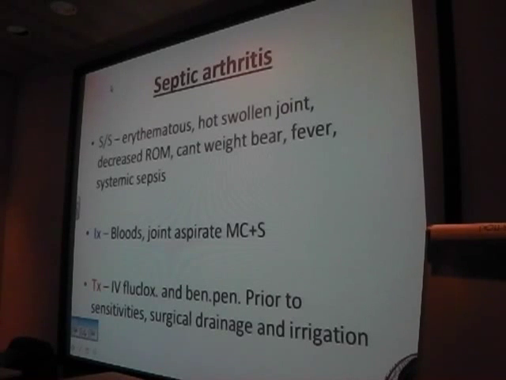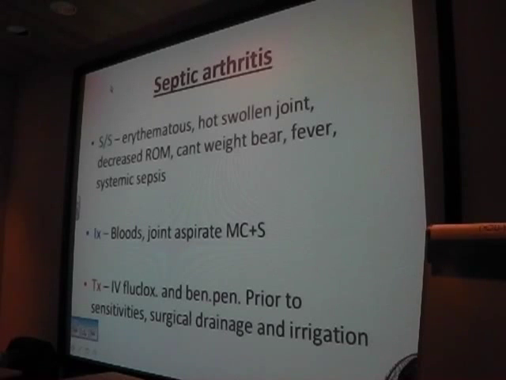So in septic arthritis, you obviously get the red, hot, swollen joint that you saw in the picture. They'll complain of a decreased range of movement. They can't weight bear on it, and then obviously as it progresses, they'll start to get the systemic symptoms. And the key point with this is it can destroy a joint within 24 hours. So it's very important that as soon as you suspect it, even if it's just on your differential, it's not the top one, you exclude it.